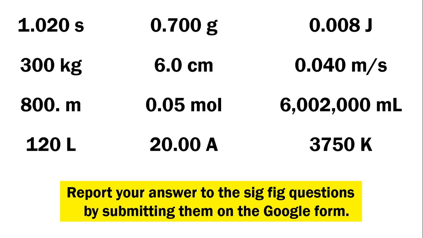So here are the 12 measurements, and all of these measurements will have either 1, 2, 3, or 4 sig figs. It's your job to decide how many significant figures they have, and then again you'll submit your answers to the questions on the Google form.